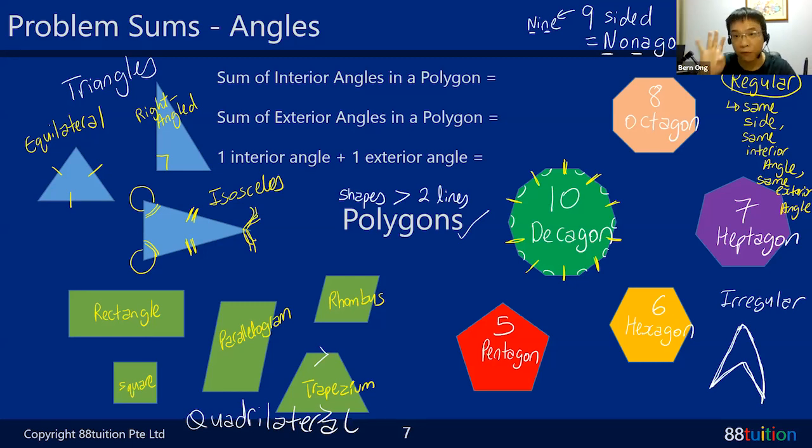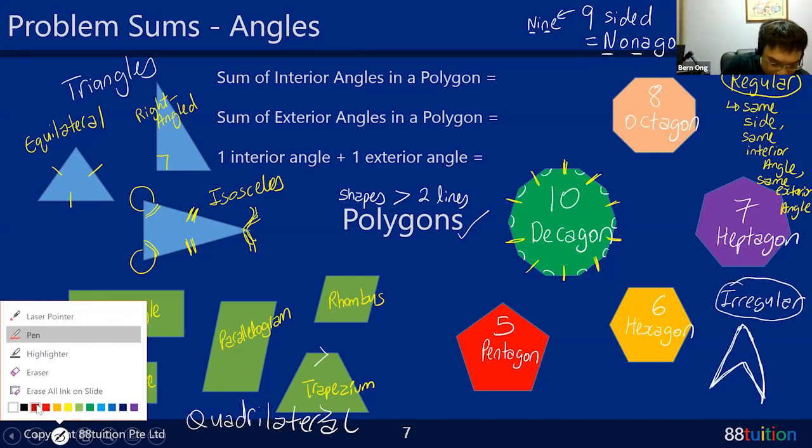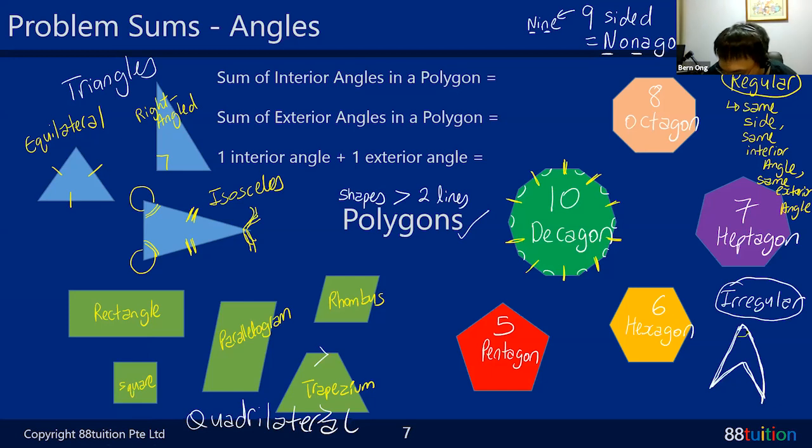So anything that has 4 lines is a quadrilateral. Anything that has 5 lines is a pentagon. Anything that has 6 lines is a hexagon. So look out for this word irregular. Irregular means that the lengths are not the same, and the angles, even worse. The angle for this one is like here. This is one angle. This is the second angle inside. This is the third angle. This is the fourth angle.